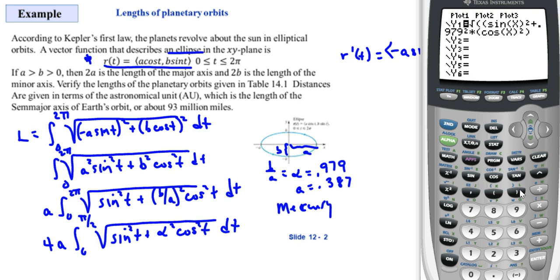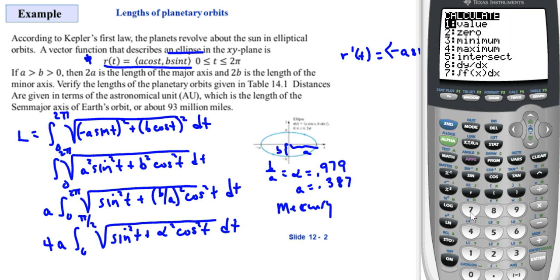And now I just want to integrate from 0 to pi over 2, and then I'll multiply it by 4 times the a at the end. And hopefully then we have the length of the orbit for Mercury. So go to calculate, pick option 7. I'm going to draw a graph.